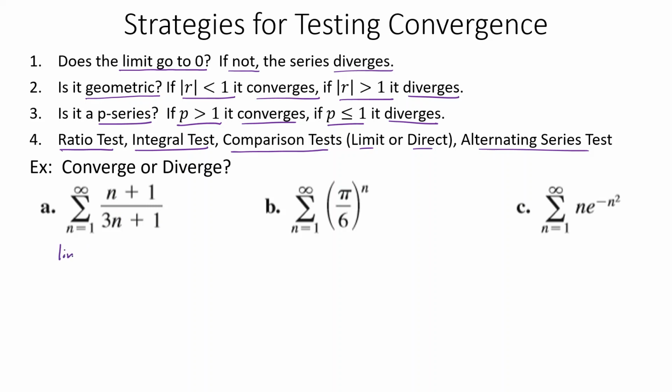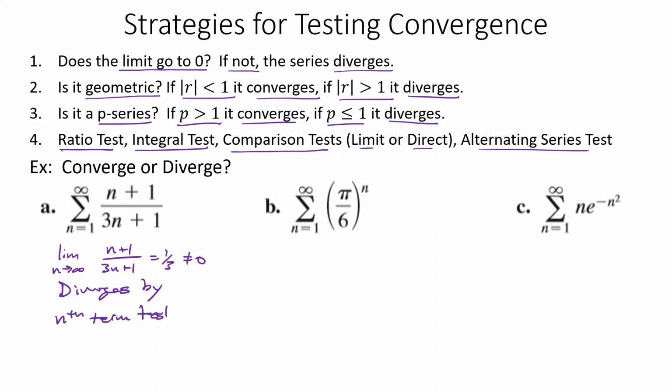If I just look at the limit as n goes to infinity here, and hopefully this is something you can see before even having to write it out, just in your head, this is going to go to 1/3, which is not 0. Therefore, this diverges by the nth term test.